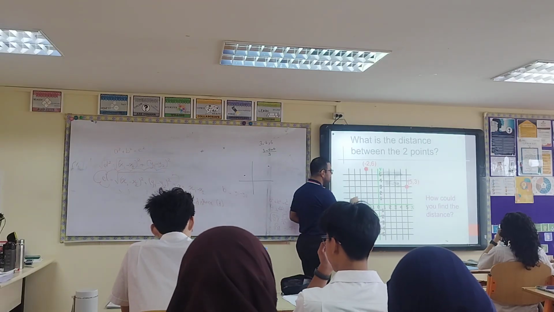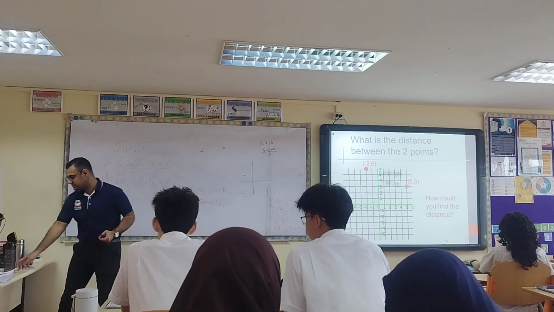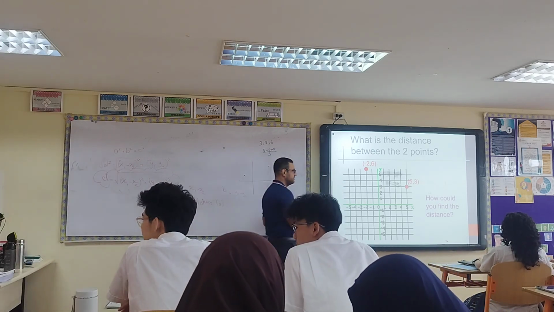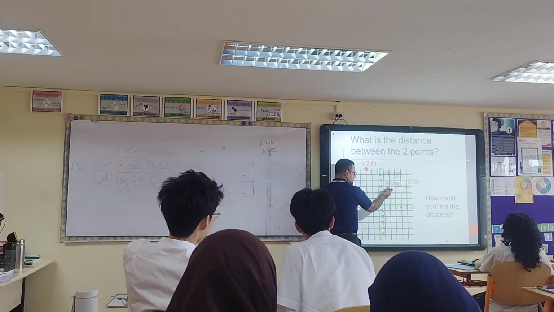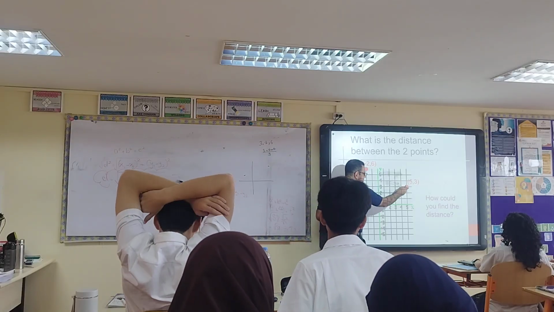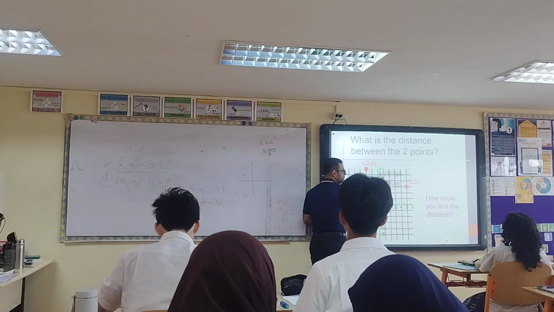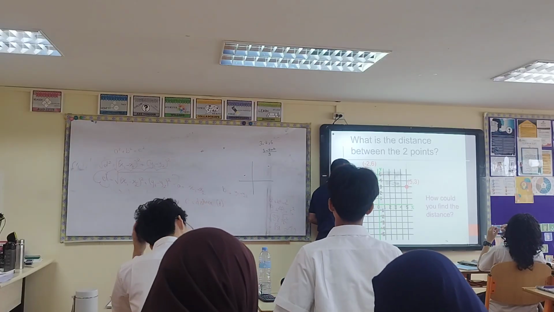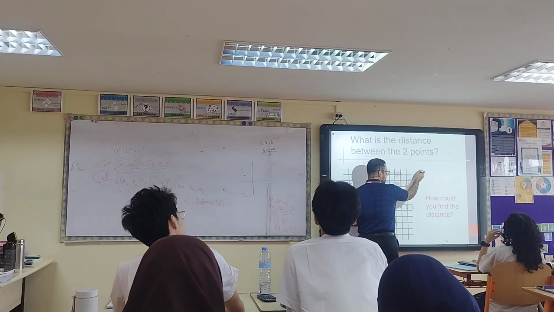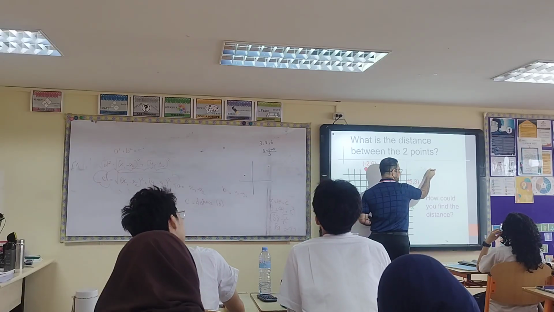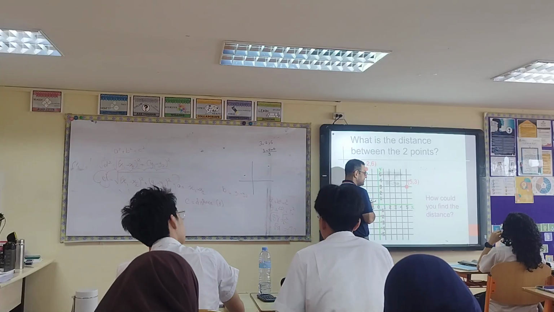Okay. Do you remember Pythagoras? What is Pythagoras theorem? A squared plus b squared equal to c squared. So the distance is c squared, so I'll call it d instead. D stands for distance, right? So it's a squared plus b squared equal to d squared.